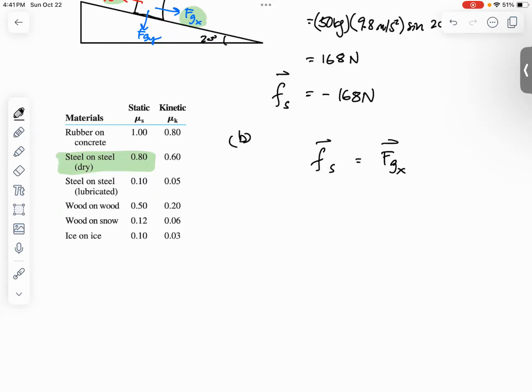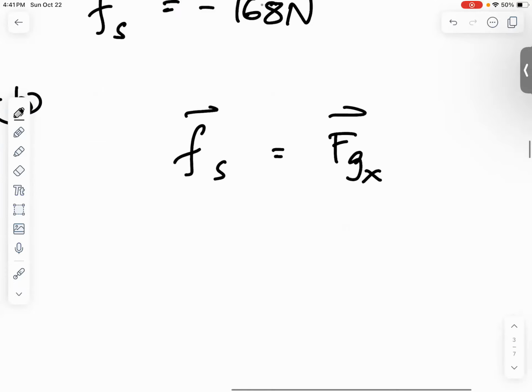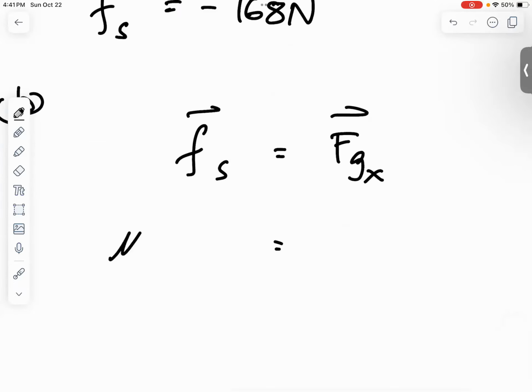Well, how do we calculate our static friction? We have the equation, remember? The mu times normal force, right? And how about FGX? We just calculated FG of x, right? It's mg sine theta. So far, so good?